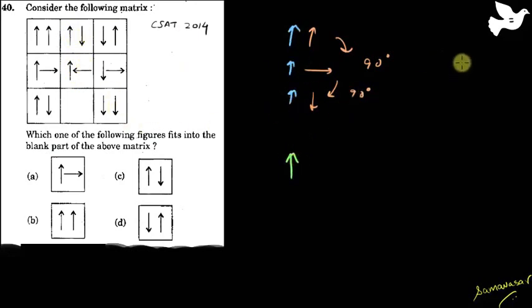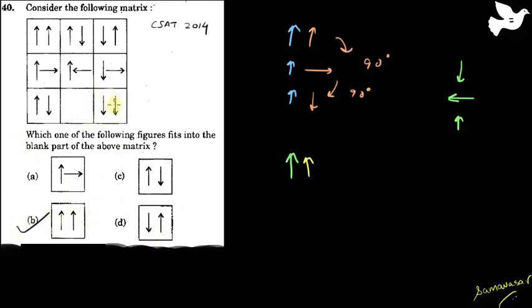And now this is downwards. Then if I rotate it 90 degrees clockwise, it should come here, which is exactly what I have here. Now I need to rotate it 90 degrees again. It will go like this. So this is the answer choice that I should have, which is given here. So this is the correct answer choice.